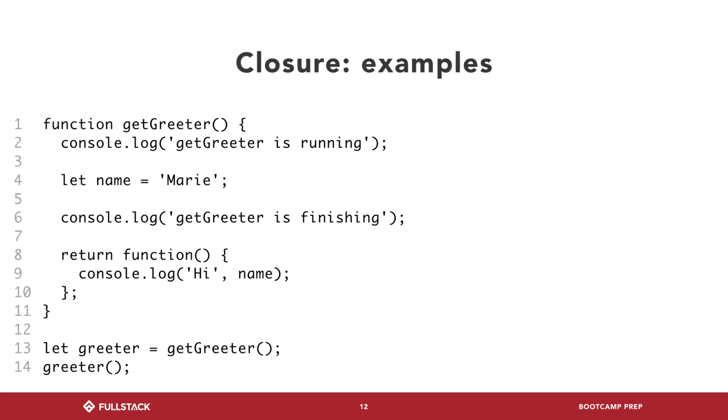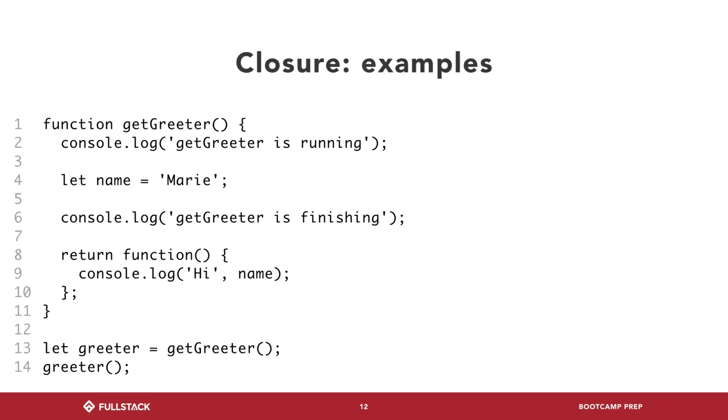And so how that looks is this. Here on line 8, I return; on line 13, greeter equals getGreeter invoked. So let's invoke getGreeter. We have 2 console logs. We create a variable called name, and we assign the value of Marie, and we return a function that console logs out hi, comma, name. So when we return this function, we don't invoke it just yet. This is just a function. On line 14 is when we actually invoke this function.